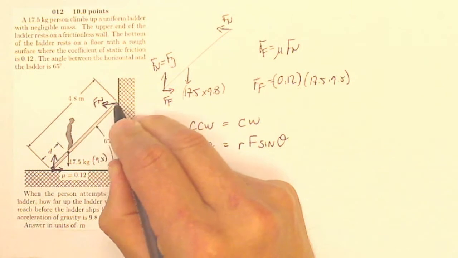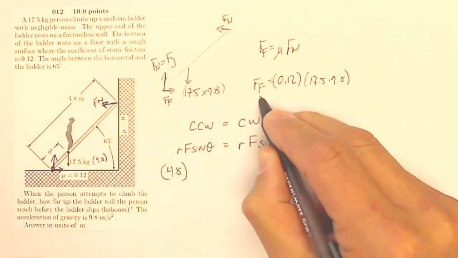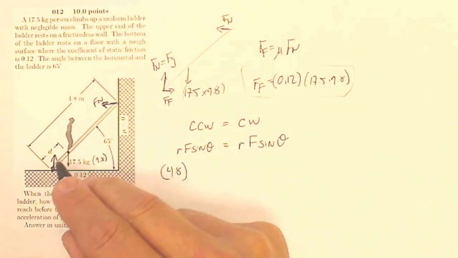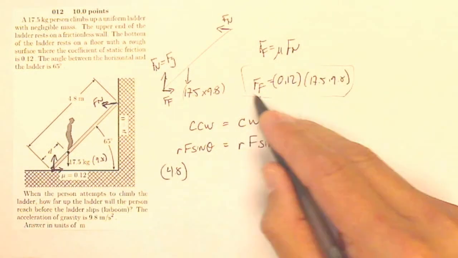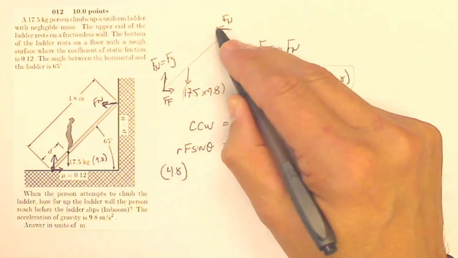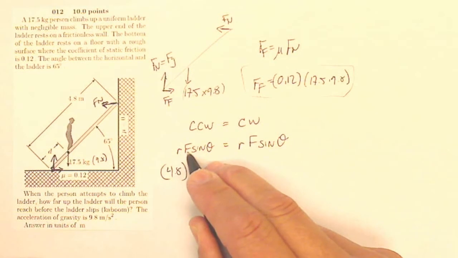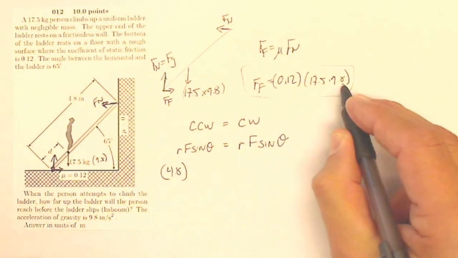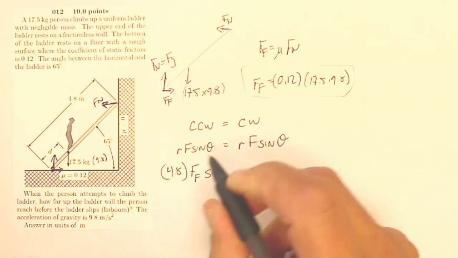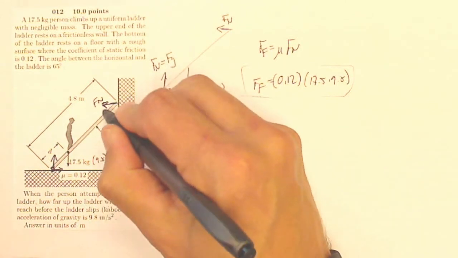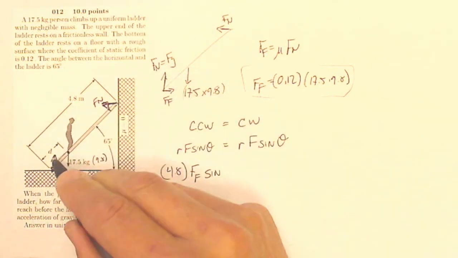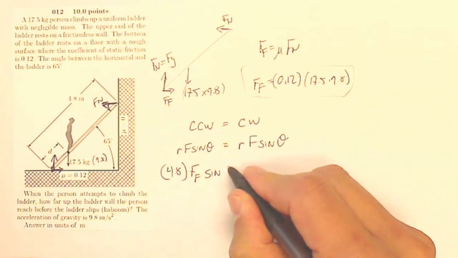This normal force up here is going to equal the force of friction. I've already figured out what the force of friction is going to be, because that was the other normal force, the force down here, times mu. So this force of friction to the right has to equal this normal force to the left. So that's going to be my 0.12 times 17.5 times 9.8. I'm just going to write FF right now. Now sine theta. What is theta going to be? Here's my radius and here's my theta. These are alternate interior angles, so that's going to be 65 degrees.